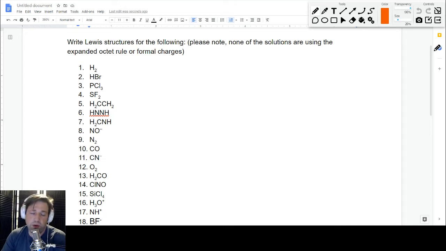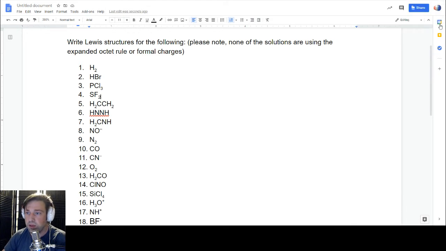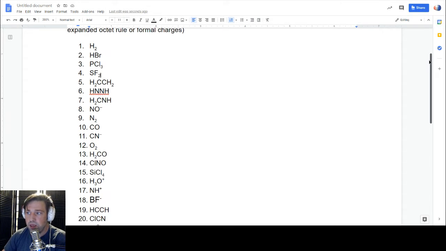Hey guys, so today I want you to go through and work on this problem set. Now, this problem set may seem a little daunting. There's 21 problems on here, and I want you to write the Lewis structures for all of these. Some of them are going to be maybe a little challenging, but you can definitely do it.